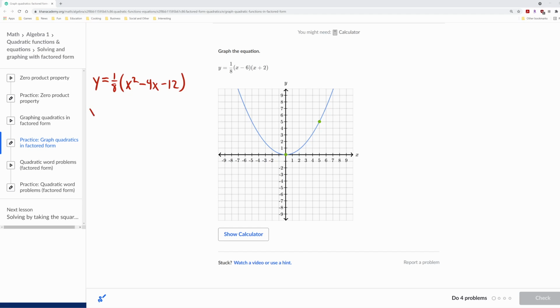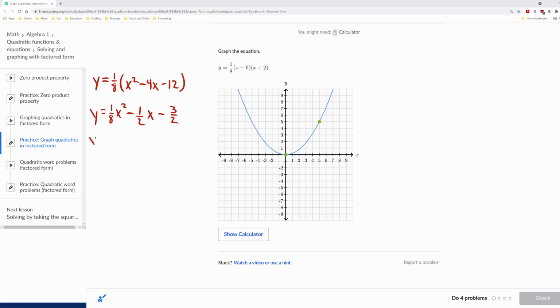Now I have to distribute the 1/8 to finish getting standard form, so that would be 1/8 x squared, and 1/8 times 4 is a half, so that'd be minus 1/2 x, and then 12 times 1/8 is, let's see, if we simplify, that'd be 3/2. So minus 3/2, since both 12 and 8 are divisible by 4. Now, I'm already not liking this. There are a whole bunch of fractions here. I suppose we can keep going, but this is already kind of frustrating.